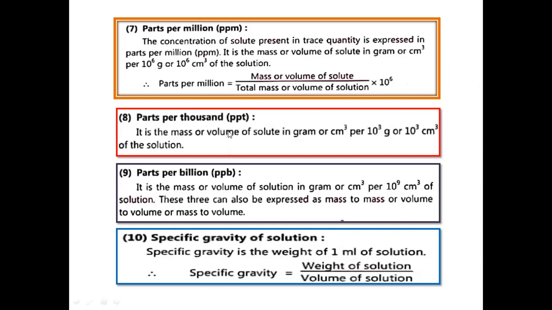So parts per thousand, that is the PPT type of solution, is the mass or volume of solute in gram or cm cube per thousand of the solution. Similar to that, PPB solutions are also there. It is the mass or volume of solute in gram or cm cube per 10 raised to 9 cm cube of solution. These three can also be expressed as mass to mass, volume to volume, or mass to volume solutions. There is another concept, that is the specific gravity of solution. What is the specific gravity of solution? The specific gravity is the weight of 1 ml of solution. We can define the specific gravity by formula: specific gravity is equal to weight of solution divided by volume of solution.